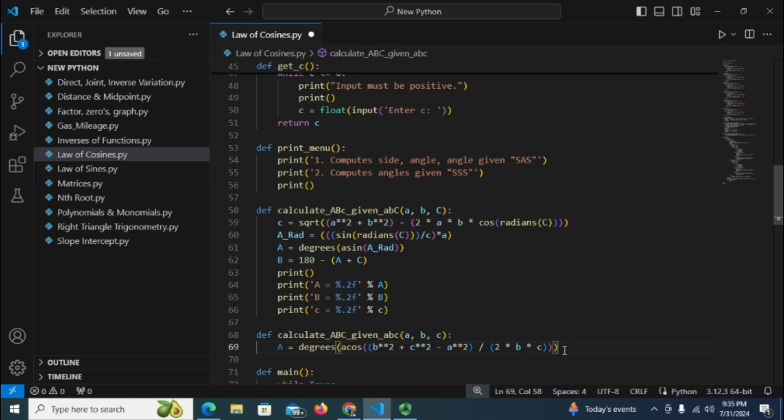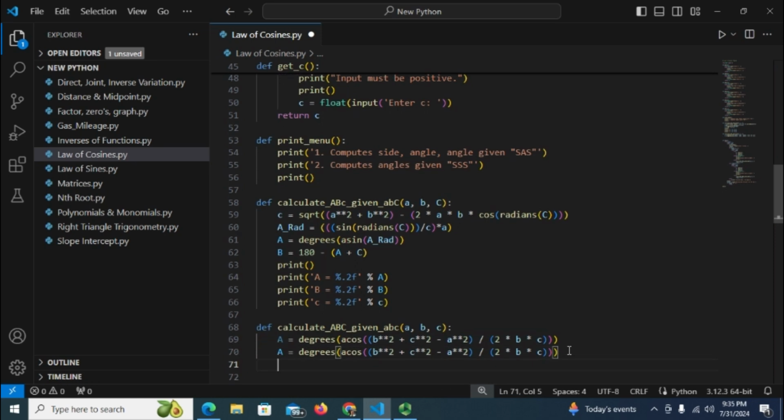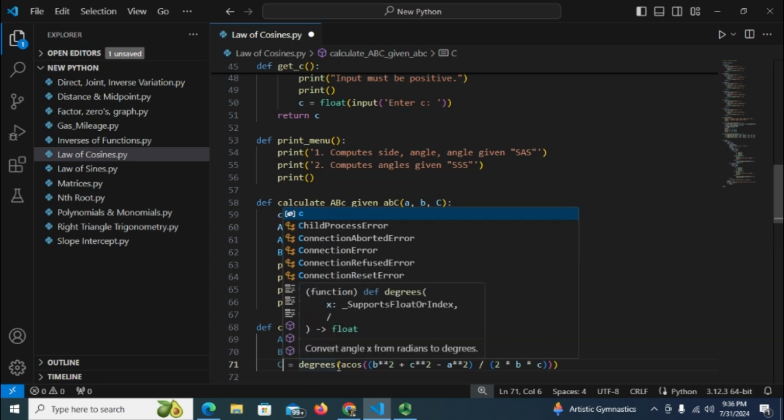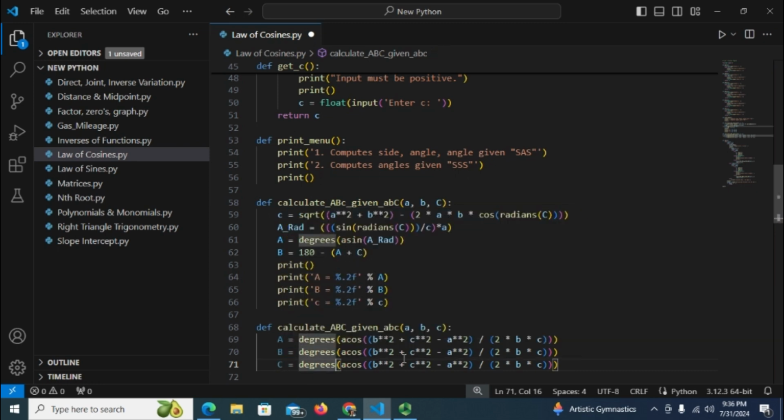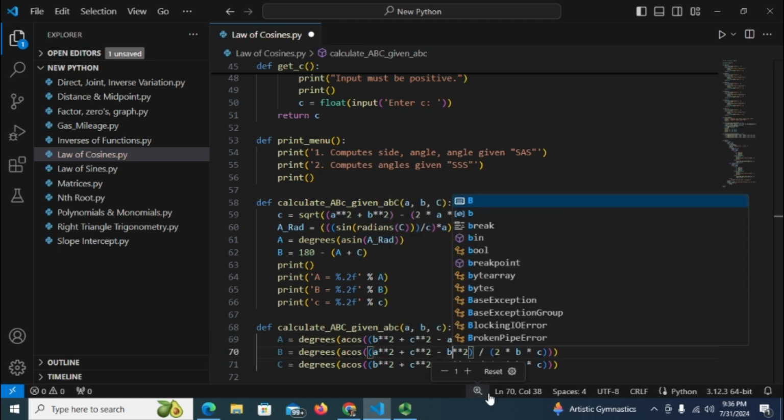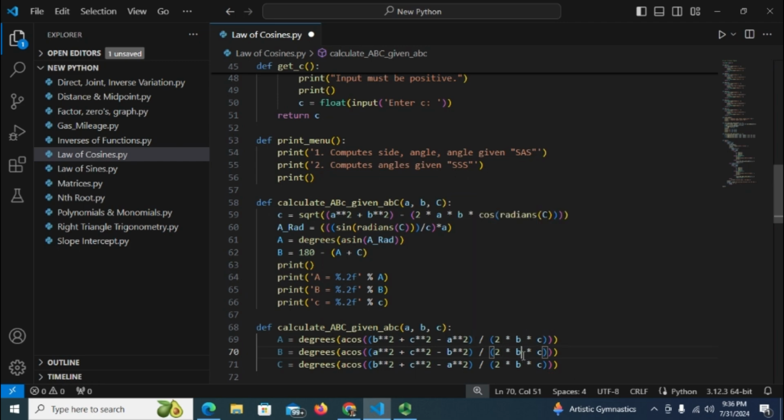Okay. Let me double check. Yes, that is the first line for a. So I'm going to copy that again, or twice more. Copy it 2 more times. And then we have b and c. Since that's all we're doing, we're calculating all the angles here. So this is a squared plus c squared minus b squared. And then this is divided by 2ac, like that.